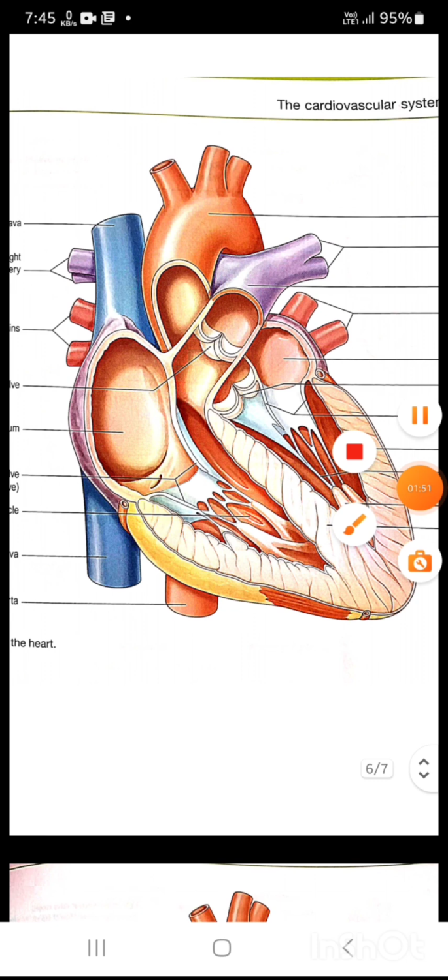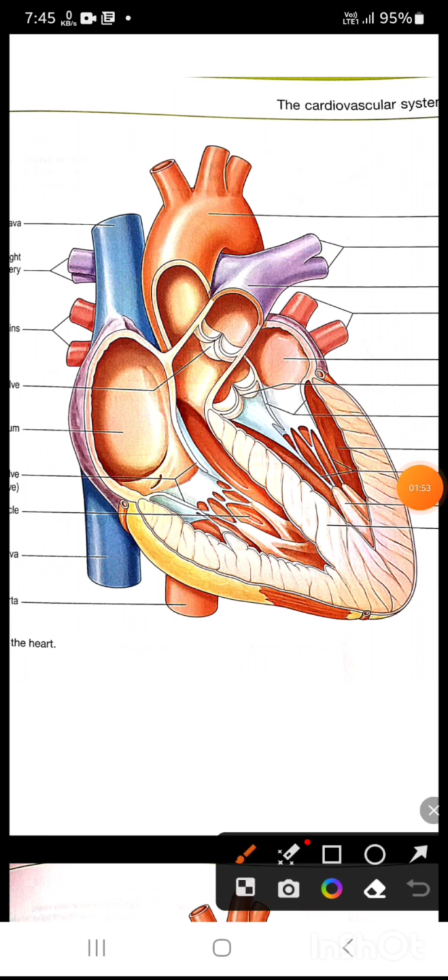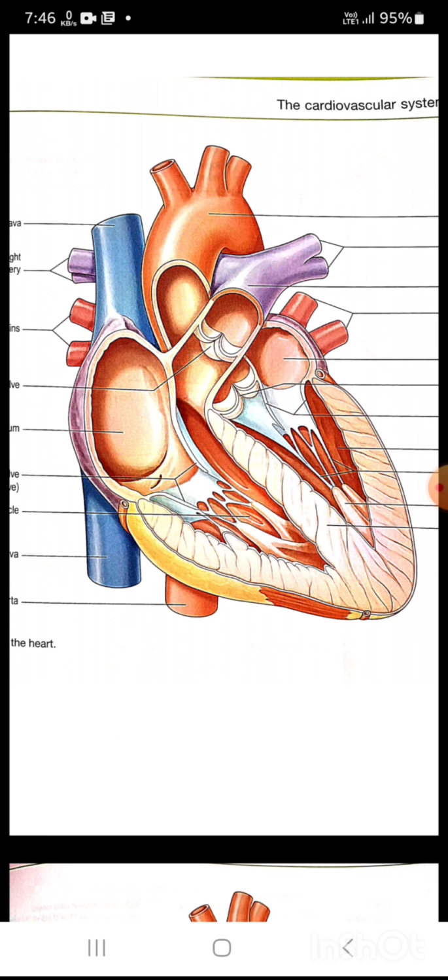So, which one is the tricuspid valve? Which one is the atrioventricular valve? The atrioventricular valve is this. This one is also an atrioventricular valve. The atrioventricular valve divides the atria and ventricle.